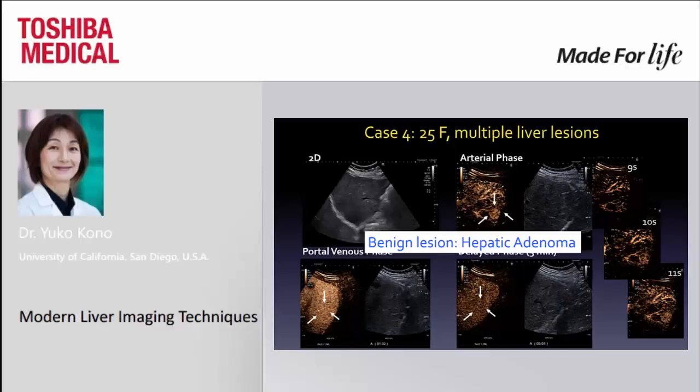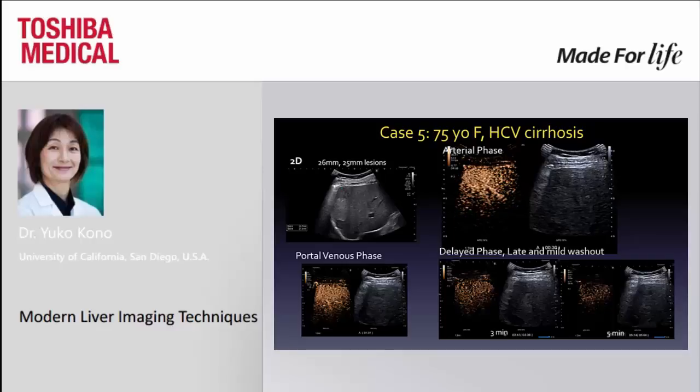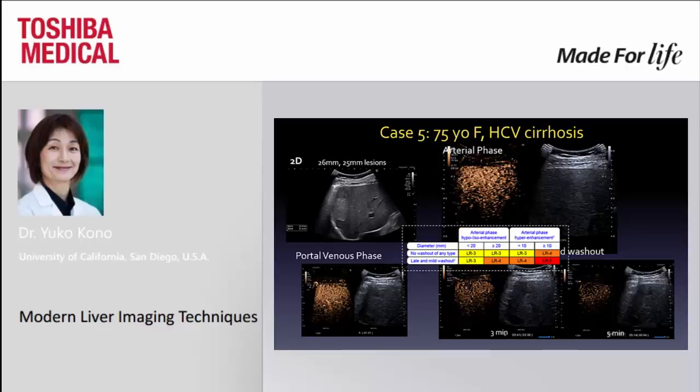And last case, a similar case, 75 years old, hepatitis C cirrhosis, in the arterial phase. It's hypervascular. You can see, again, the feeding vessel, beautiful hyperenhancement in arterial phase. Very, very sensitive to contrast. That was my impression using the Aplio I-Series for the first time. And mild washout at 3 minutes and 5 minutes. So this is, again, LI-RADS 5.